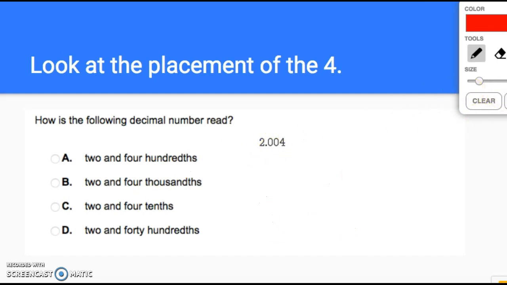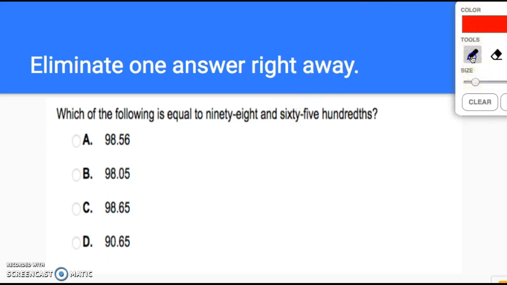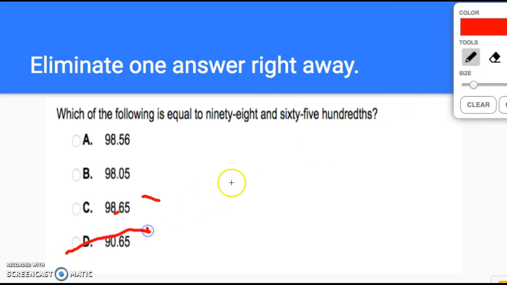All right. Eliminate one answer right away. When I was looking at this one, I noticed my answers were all very similar except this bottom one. So I'm going to look up here. Which of the following is equal to 98 and 65 hundredths? Notice that this is 98, 98, 98. D is 90, so I'm going to eliminate it right away. It's just there to try to throw you off.